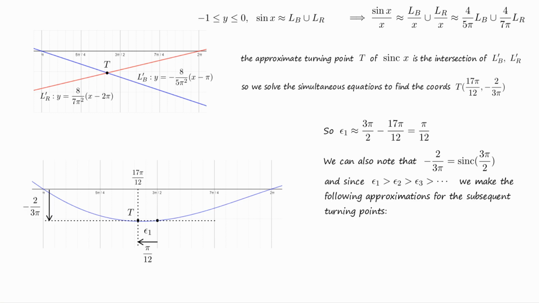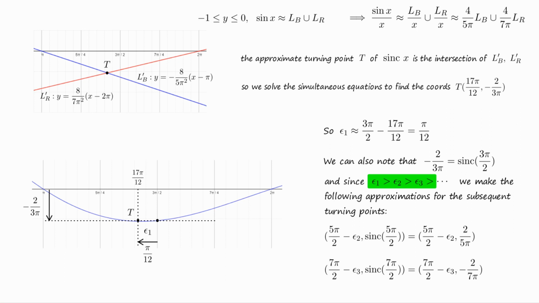Now, we haven't made approximations for epsilon sub 2 or epsilon sub 3, but we know that they will be smaller than epsilon sub 1, and thus we approximate the turning point for epsilon sub 2 as follows: 5 pi by 2 minus epsilon sub 2, 2 over 5 pi, and for epsilon sub 3 as follows: 7 pi by 2 minus epsilon sub 3, -2 over 7 pi, where we are assuming that the y-coordinates of the turning points do not shift much from the corresponding values of the sinc function.